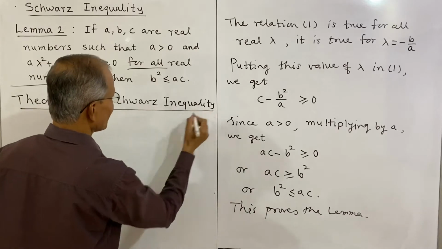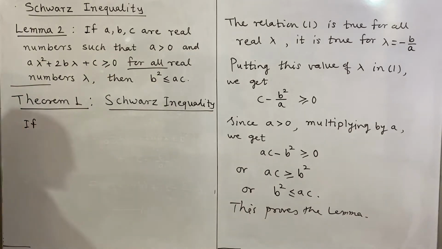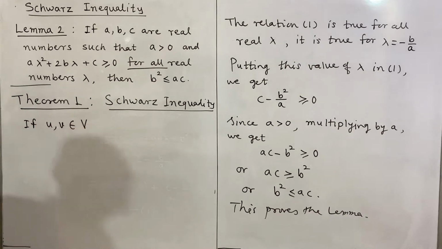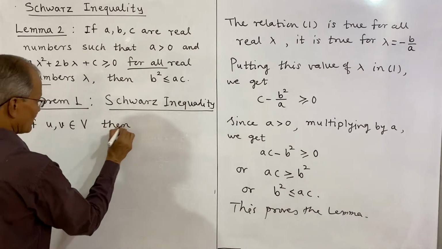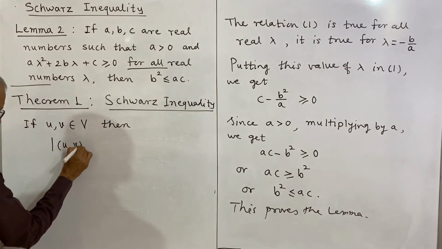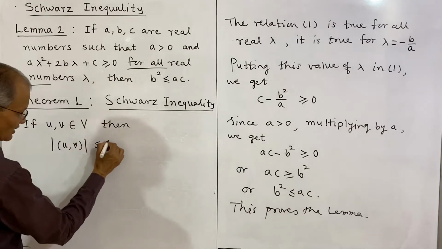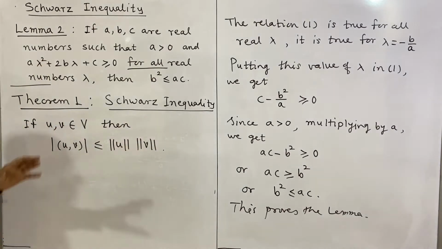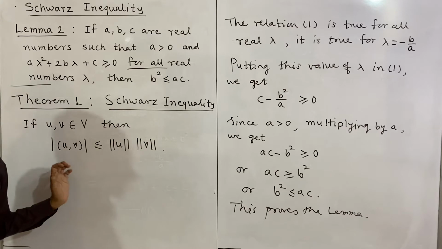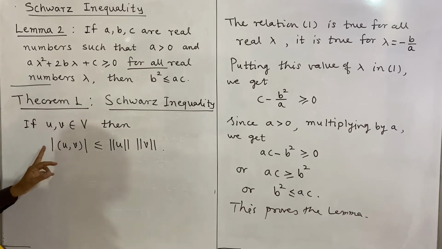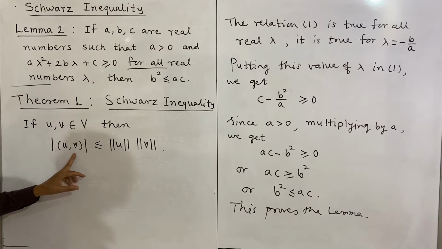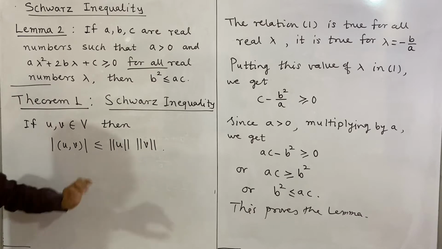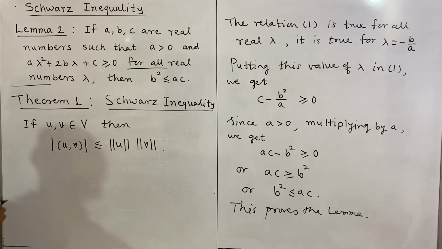Schwarz inequality. The statement is simple. If u and v are vectors in V, then the modulus of the inner product is less than or equal to the norm of u times the norm of v. This is the Schwarz inequality, which is important in mathematical analysis, whether complex or real. So the magnitude of the inner product of u and v is less than or equal to norm u times norm v. We have defined earlier what norm u or norm v is, and now we shall prove this.